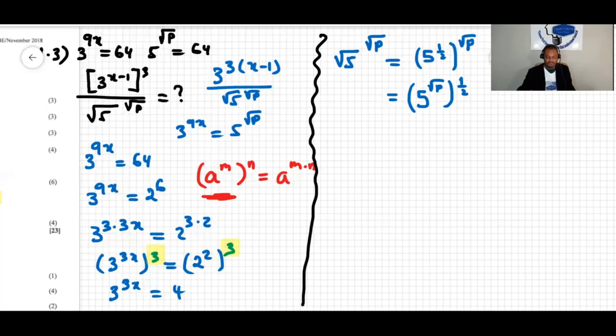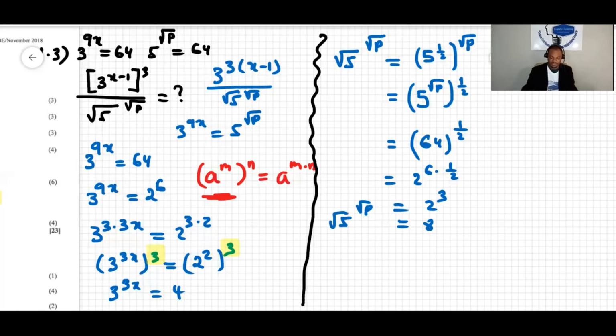Now, we do know that 5 to the power of square root of p is equal to 64, so we need 64 to the power of a half. And 64 to the power of a half is just 8. If you want to prove it, a half is like square root. Or you can write 2 to the power of 6 times a half, and then you get 2 to the power of 3, which is 8. Now we can say root 5 to the root p is equal to 8.